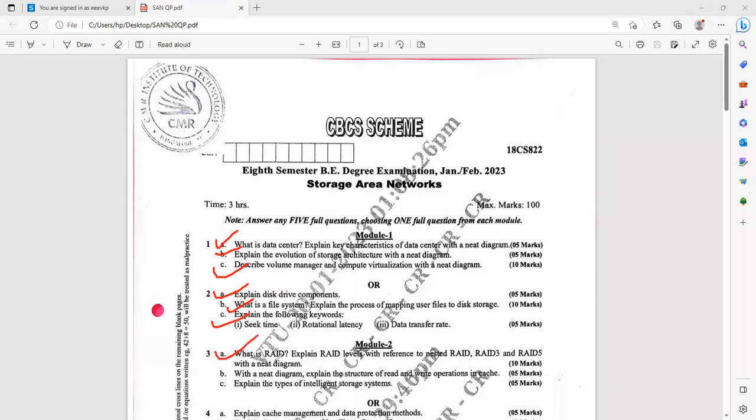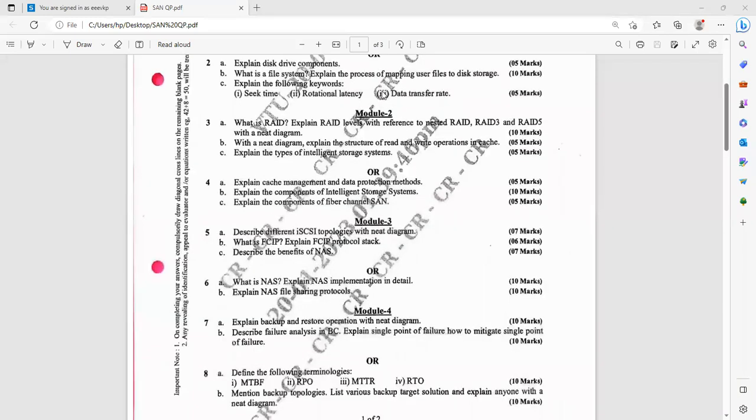What is RAID? We have already discussed RAID and different levels also. Fine. So explain the types of intelligent storage systems. All are repeat questions only. So kindly go through thoroughly. Definitely, you can expect similar kind of questions. Maybe same questions will be repeated. So we can't predict. Then see cache management and data protection method.